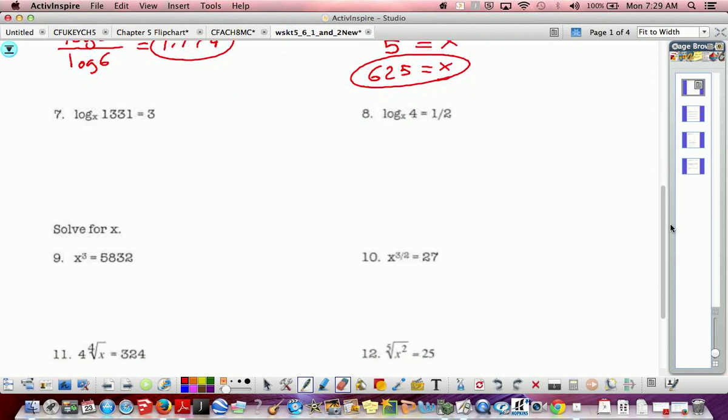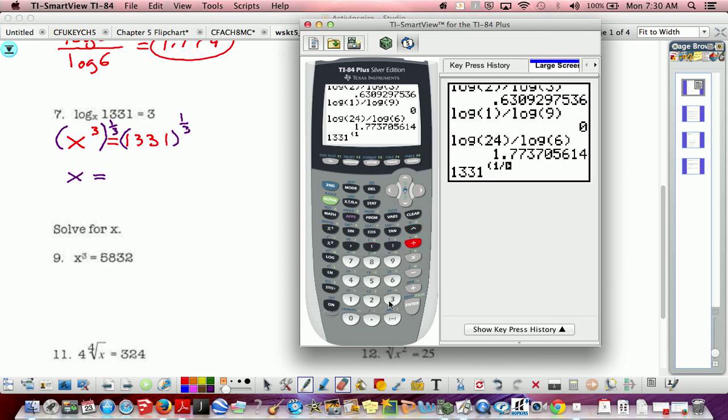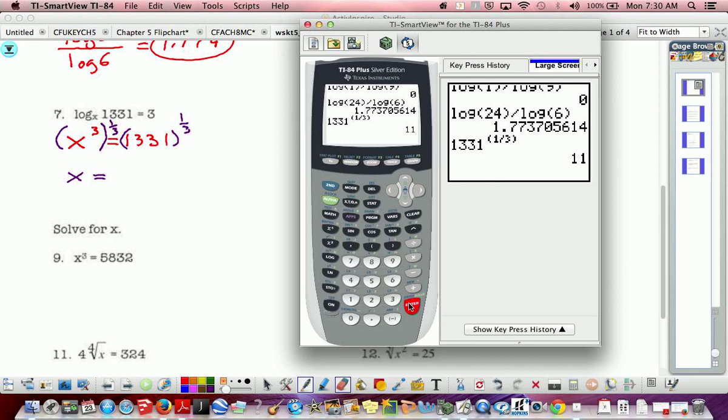Number 7, same type of deal here. X is not by itself, so I need to change it to exponential form. So I go x base, exponent, equals number. So now I have x cubed equals 1331. If we remember with exponents from our previous unit, to get rid of it, we take it to the reciprocal power. So x equals 1331 to the 1/3 power. Raise it to the 1 divided by 3 power, and we get 11.